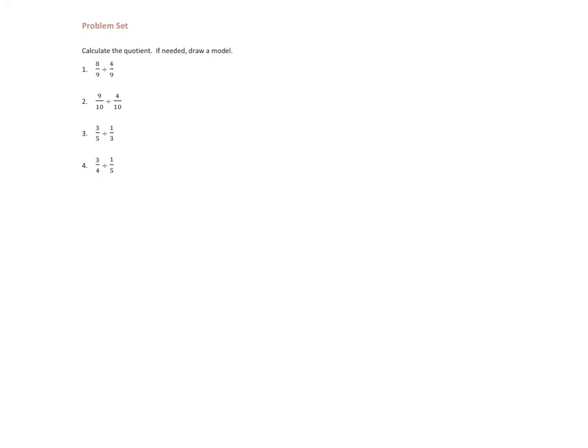So let's dig in to the first problem, 8 ninths divided by 4 ninths, and I see that they do have a common denominator. So I'm just going to go 8 ninths times 9 over 4, cross cancel, and now I've got 8 over 4, which equals, how many 4s are in 8? Oh, that would be 2.